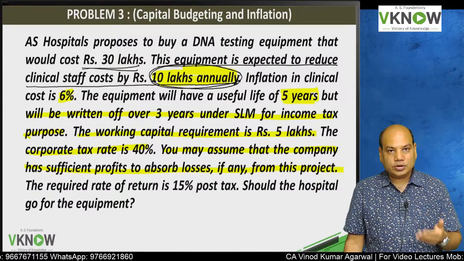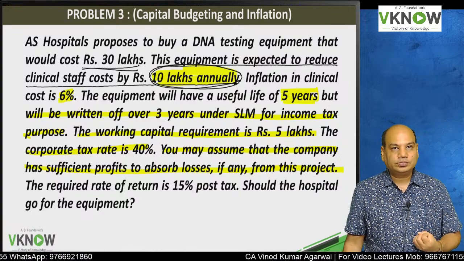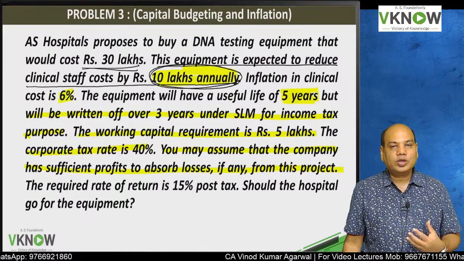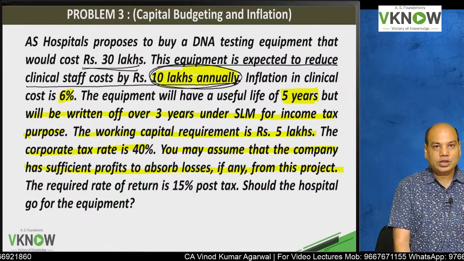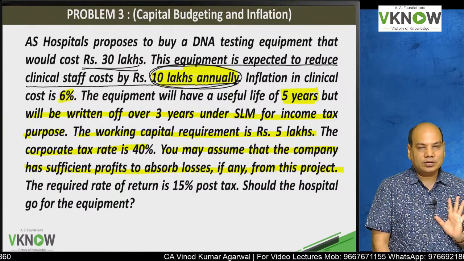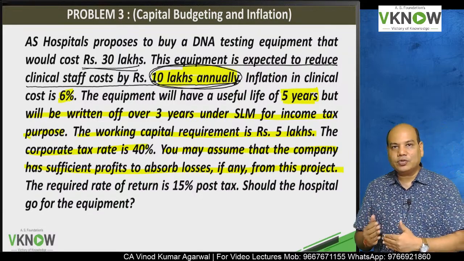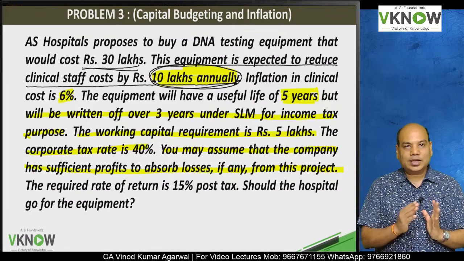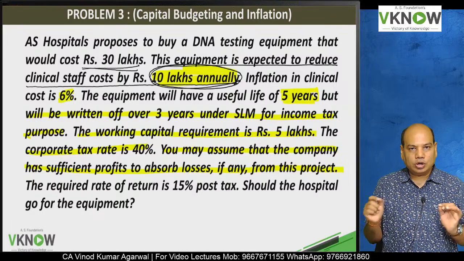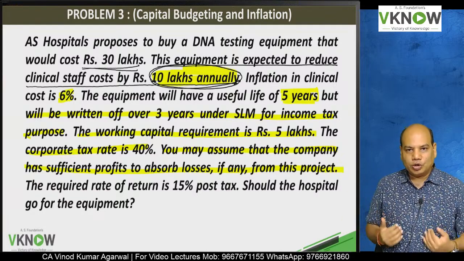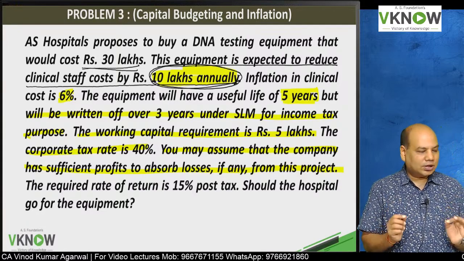If suppose there is a loss in the first year, that loss can be absorbed in the same year. If the loss can be absorbed in the same year, there will be tax saving in the same year. If the loss cannot be absorbed in the same year, losses are carried forward to the subsequent year, then the tax saving will be in the subsequent year. So in this question, if there is a loss, it will be absorbed in the same year and you will get tax saving in the same year.